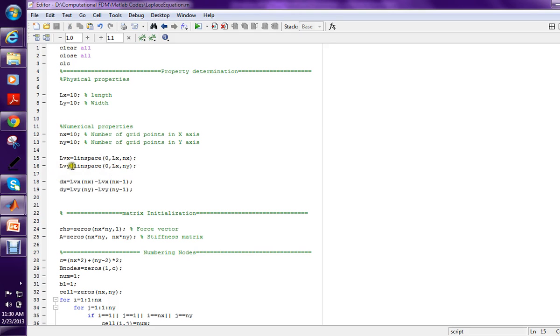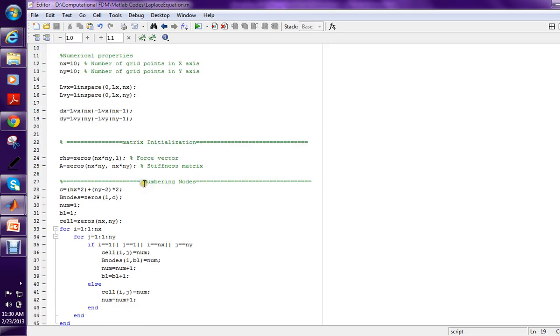At the same time, lx is a linear space. You already know what the linear space function is: a function that divides a range into equal parts. So we'll get the vectors lvx and lvy, and we know dx and dy, because if we take lvx(nx) minus lvx(nx-1), we can find the difference between two successive nodes along the x-axis. In the same way, we can find dy along the y-axis.